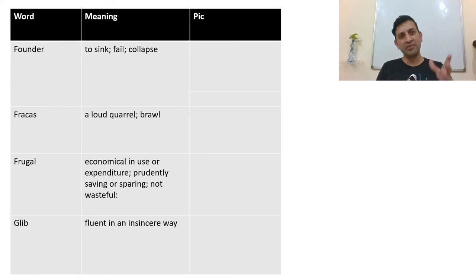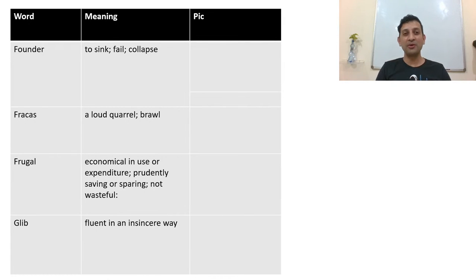Founder. When something sinks, when something fails or collapses, we say it has foundered. A company founders when it has failed. The ship founders when it sinks. Right? Next one, fracas. A fracas is a very loud quarrel. It's a brawl. It's not a fight. It's a ghatia, cheap, road fight. When you get into a bar and you get in, that kind of a brawl is called a fracas. It's not fighting like this. It's like, that's a fracas.